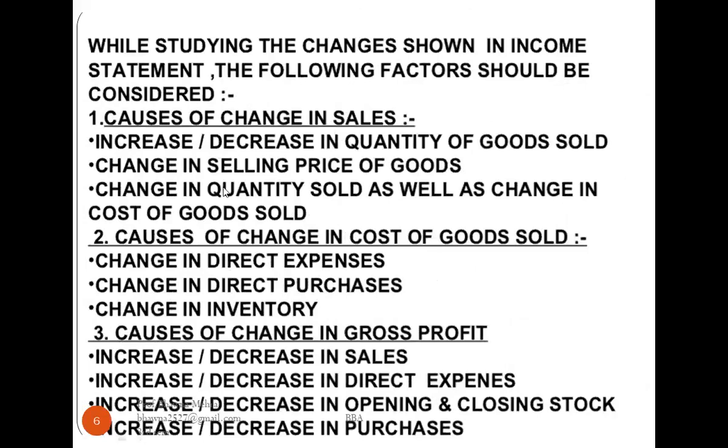While studying the changes shown in the income statement, the following factors should be considered. The first factor is causes of change in sales. Why does the income statement show changes? Because of the change in sales: increases and decreases in the quantity of goods sold, change in the selling price of the goods, as well as change in cost of goods sold.